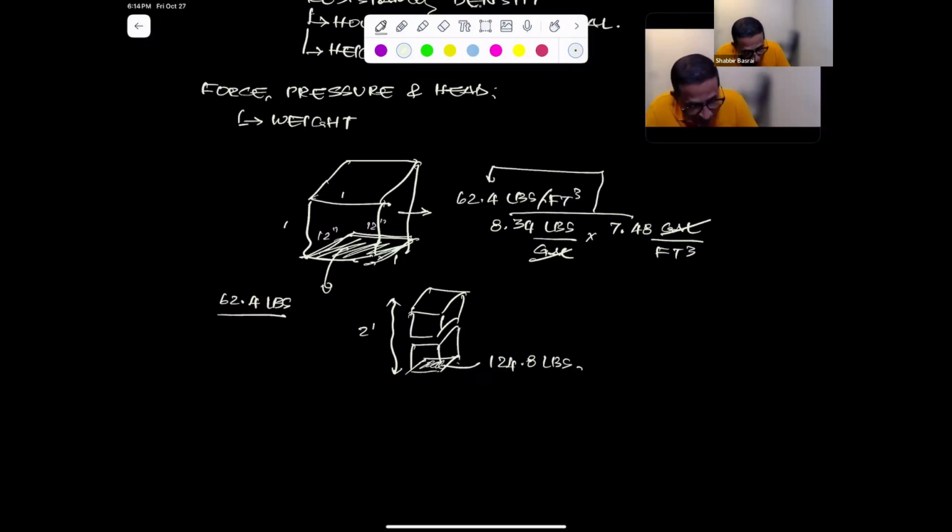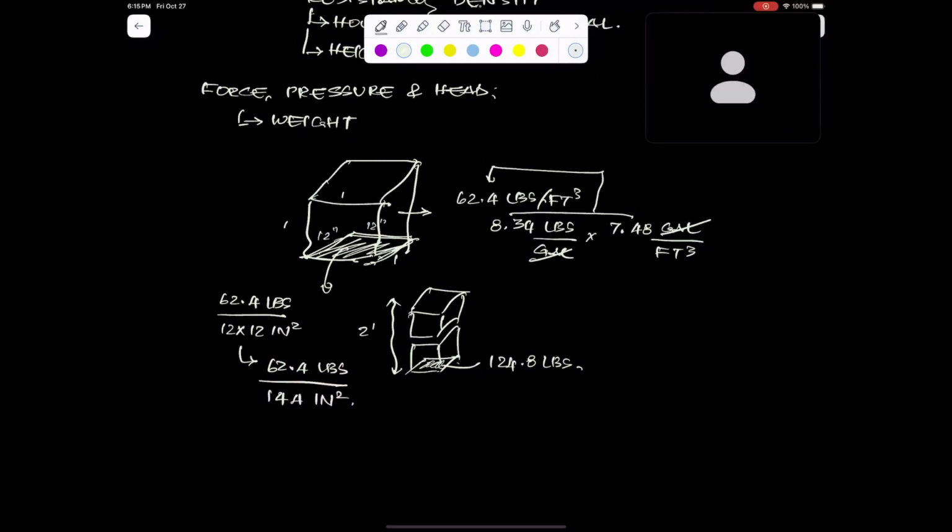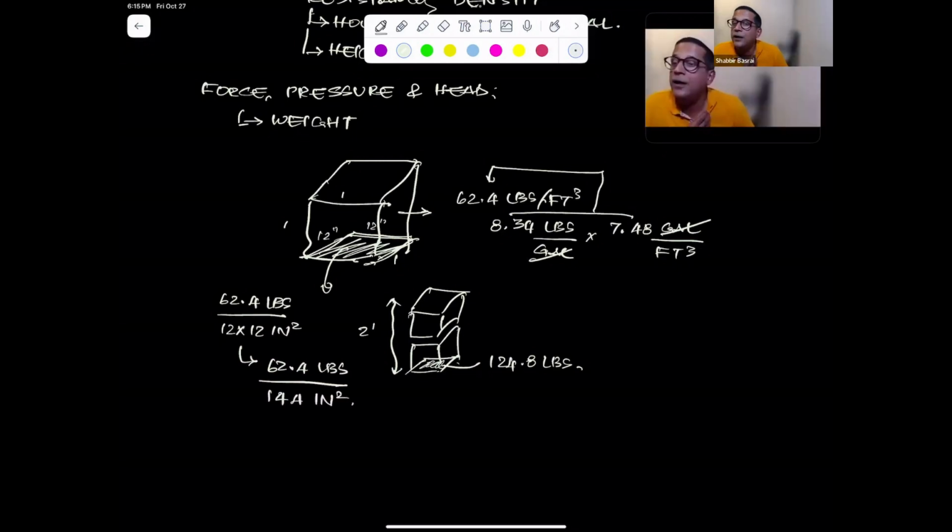So this 62.4 pounds is distributed over an area of 12 inches by 12 inches. So this is 12-inch square. So basically it is 62.4 pounds per 144 inch square.